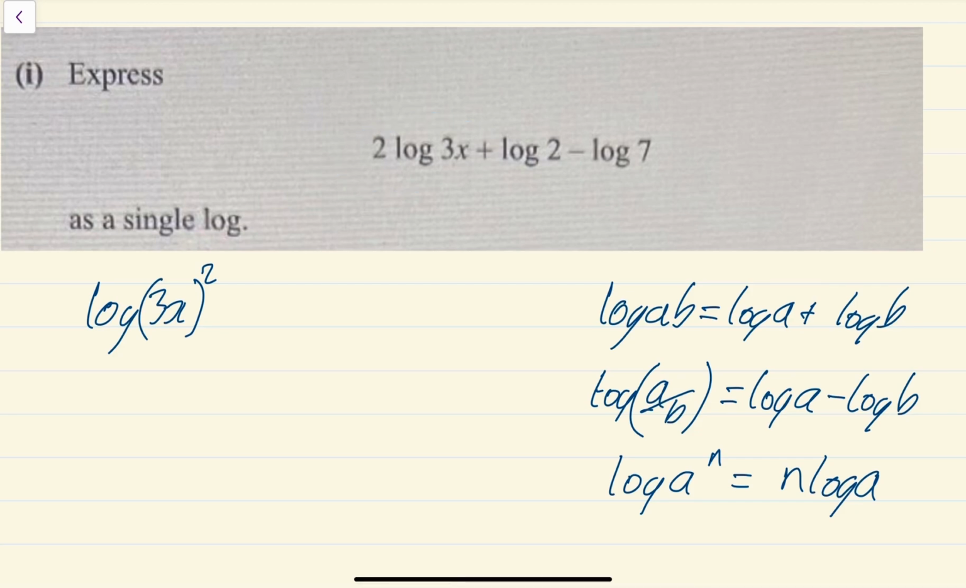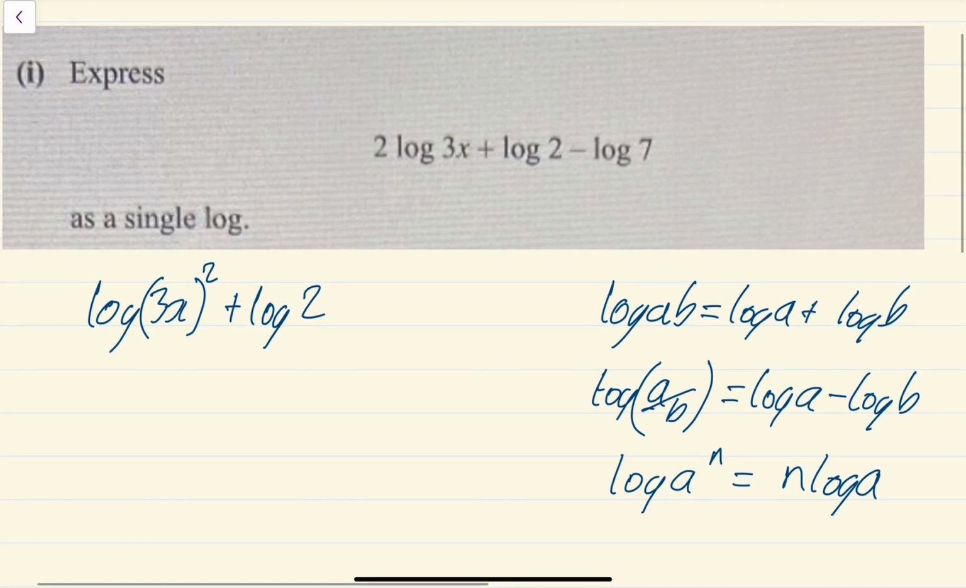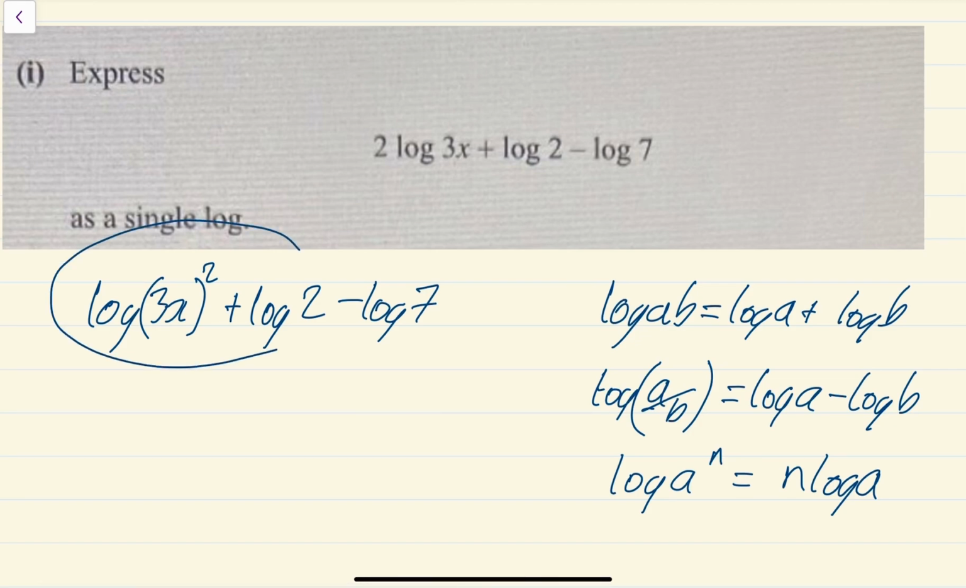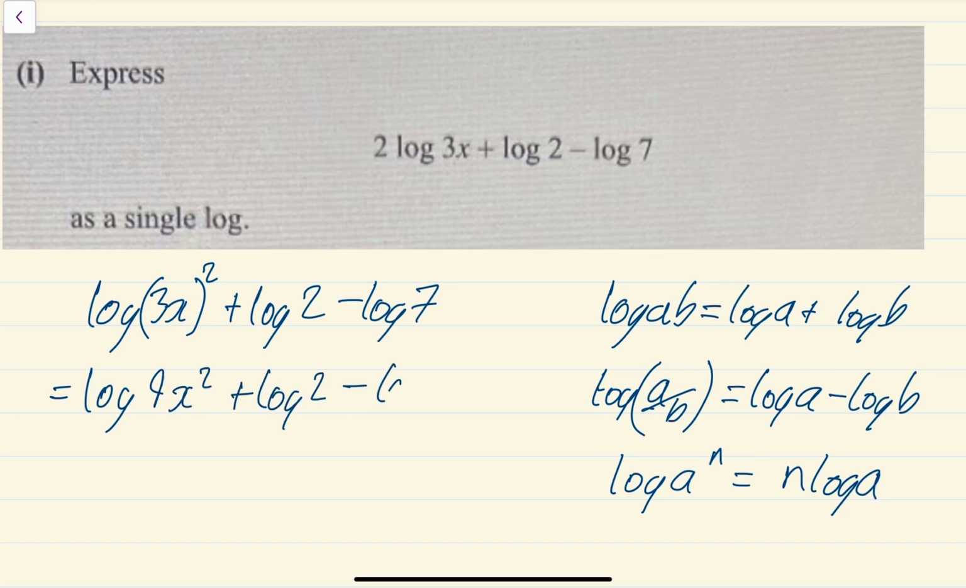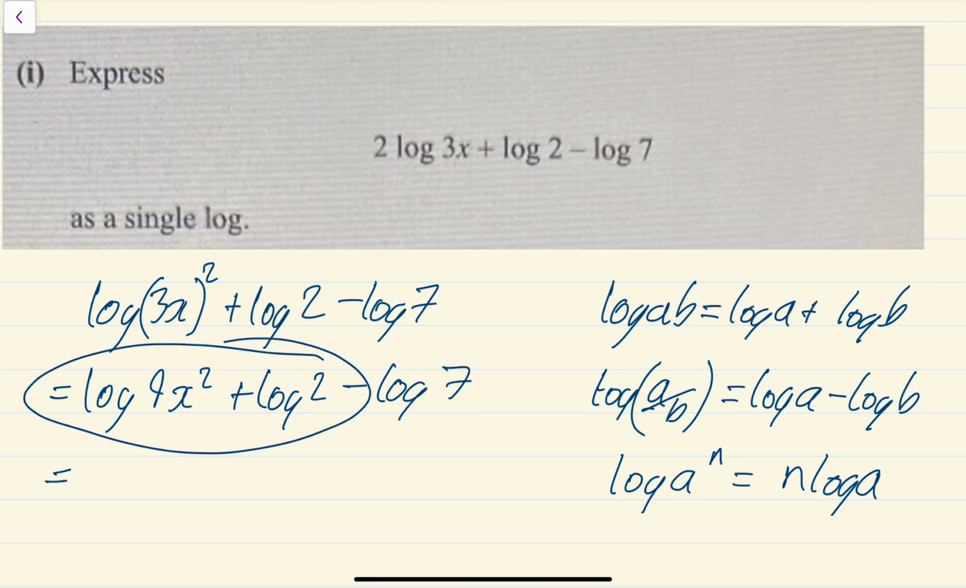So we're going to do one thing at a time, and then we still have our log of 2 minus our log of 7, and then we're going to combine these two things together using our first rule of logs. Before we do that, sorry, I will just tidy up the log of 3x squared. Square the 3, you'll get 9. Square the x, you'll get x squared. We still have our log of 2 minus log of 7, and then we'll group these together.